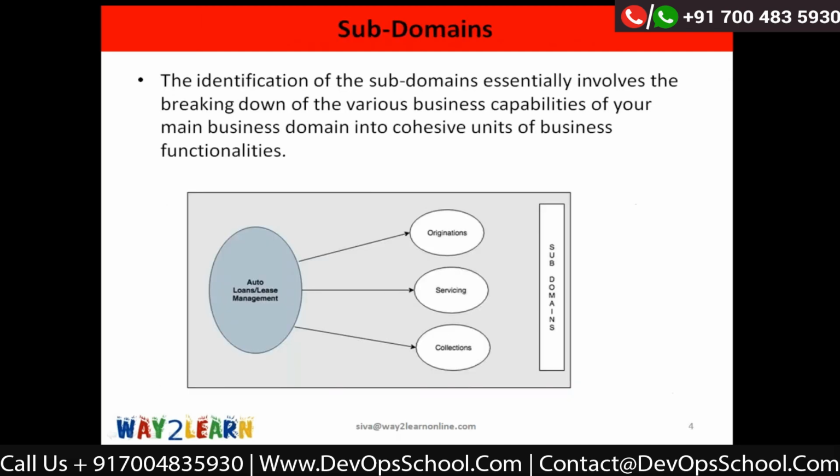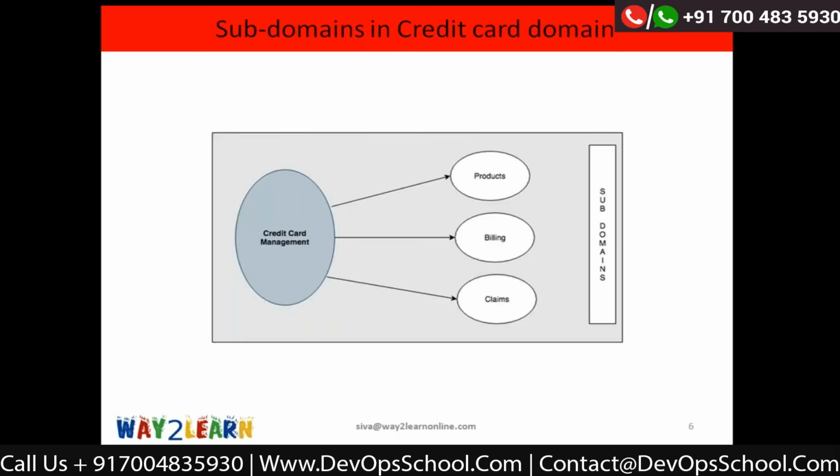So the first step is I identified my problem space as auto loan management. Once I know my problem space, I again categorize or identify subdomains. My auto loan management is the domain which I want to solve, and under that, based on the business capabilities, I identified my subdomains. For example, if you take the credit card management domain, there are also a lot of subdomains like product management, as credit cards may have a lot of products, billing management, claims management. These are all subdomains of the credit card domain.